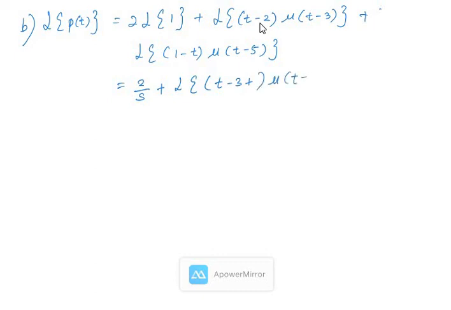Then the unit step t minus 3, plus the Laplace transform of the next term. We need to make this value the same as t minus 5. Again, we have the minus t, so we take out the minus, and then t minus 5 plus 4. Because if you multiply in, we have the minus t, and then minus 5 plus 4 gives minus 1, and minus 1 multiplied with the negative gives positive 1, which is the same as this value.